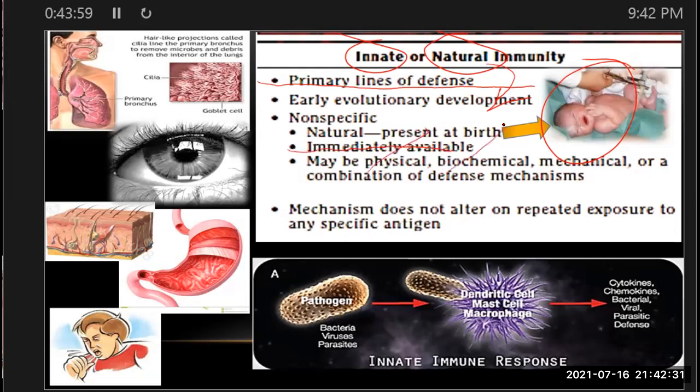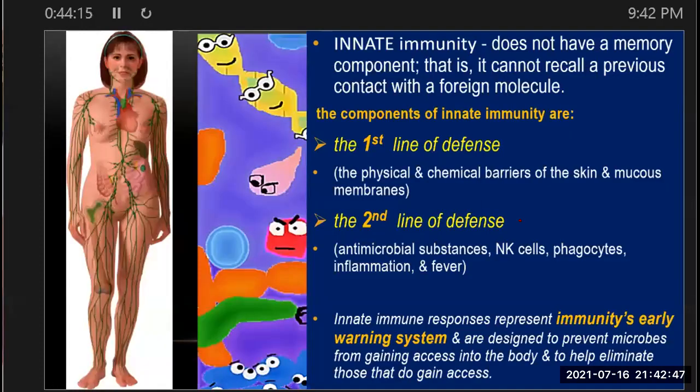It could be physical, biochemical, or mechanical, and the mechanism does not alter with repeated exposure to any specific antigen. So the response is just the same to a microbe or to anything. The innate immunity does not have a memory, so this is a bit of a problem, because memory is only present in your acquired adaptive immunity. So it cannot recall a previous contact with a foreign molecule.